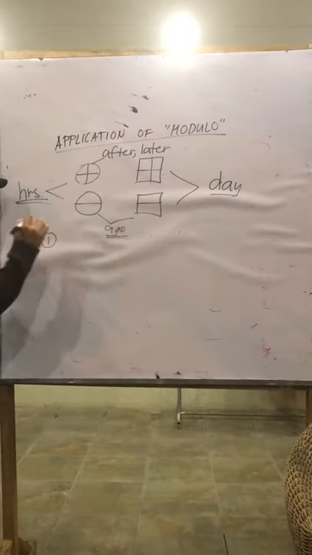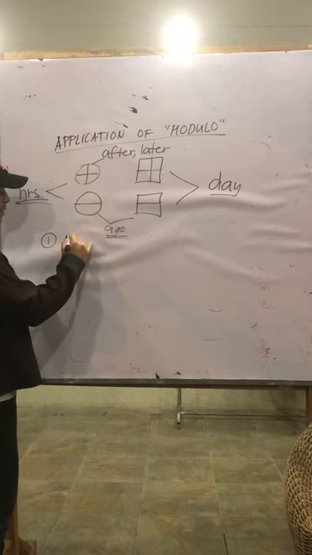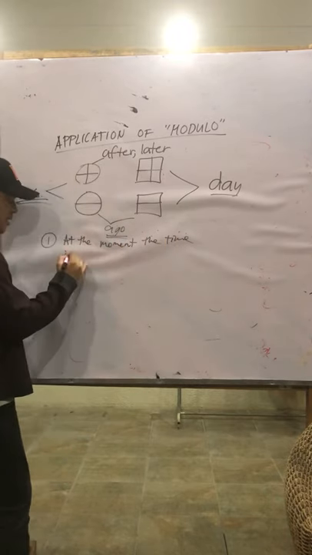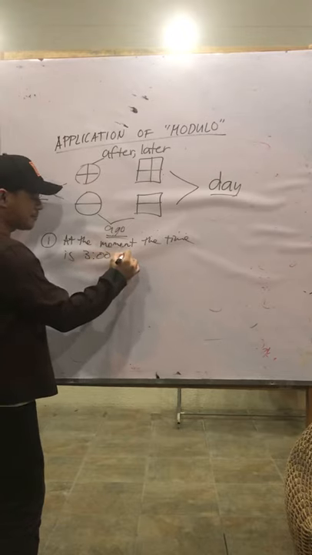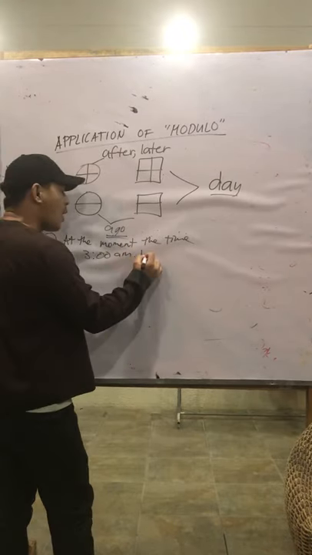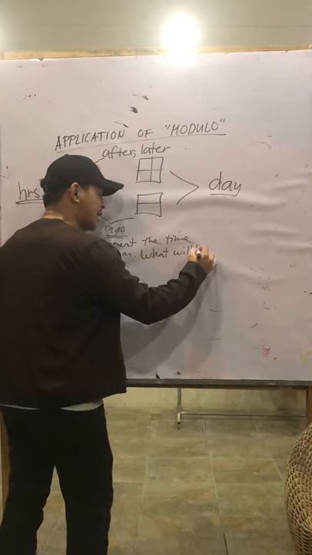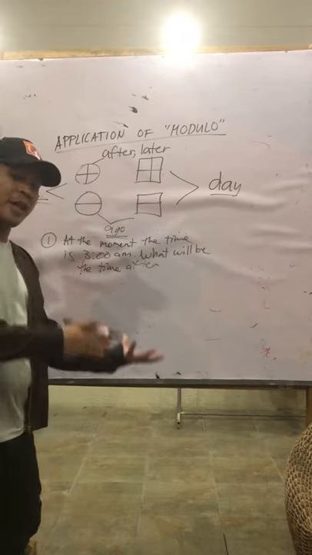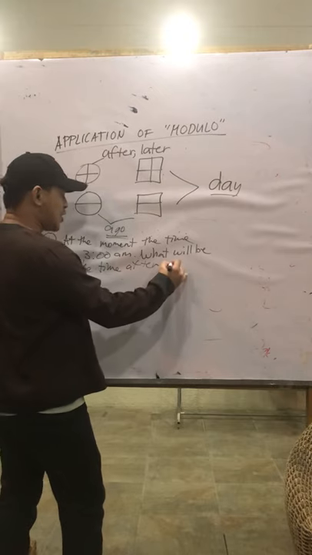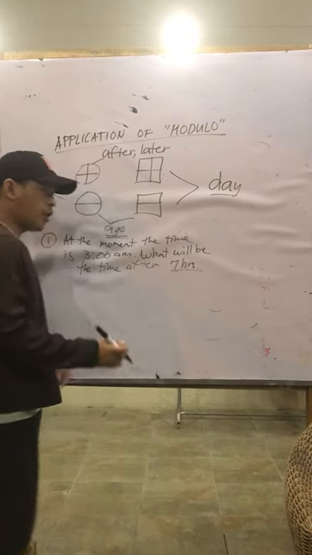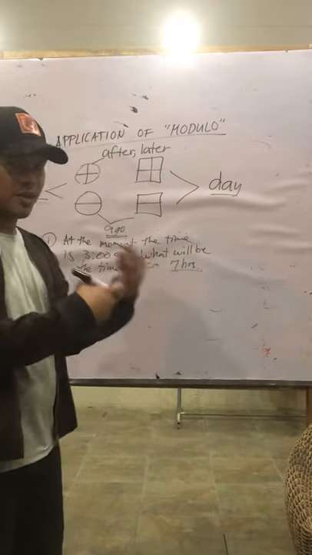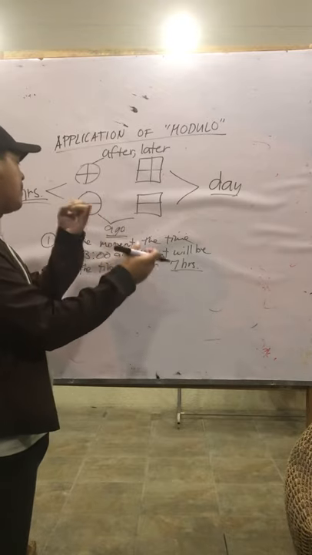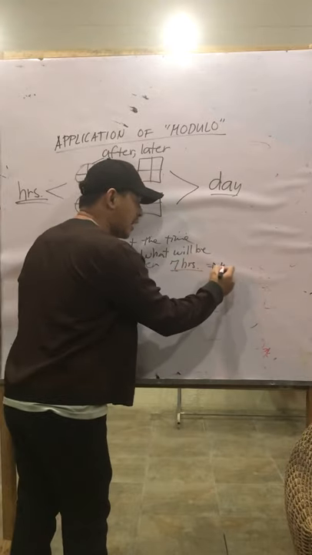Example number one. Let us say that at the moment, the time is 3 a.m. What will be the time after, let us start with a simple example, what will be the time after 7 hours? Okay, so if we are going to calculate this using our fingers, 3 a.m., 4 a.m., 5 a.m., 6 a.m., 7 a.m., 8 a.m., 9 a.m., 10 a.m. Therefore, the answer will be 10 a.m.